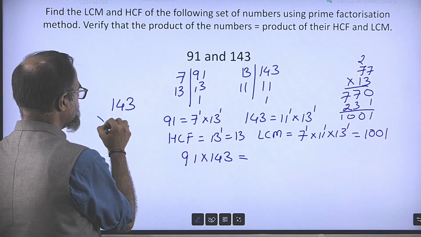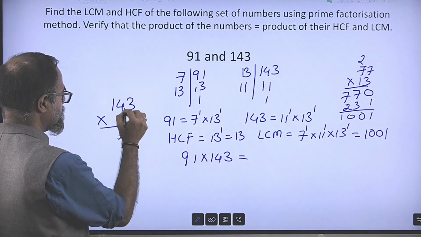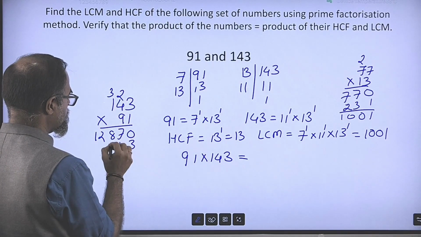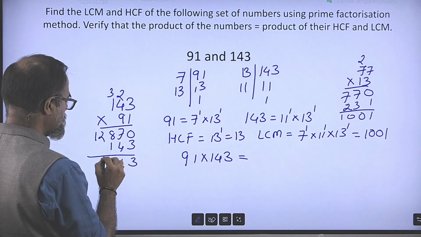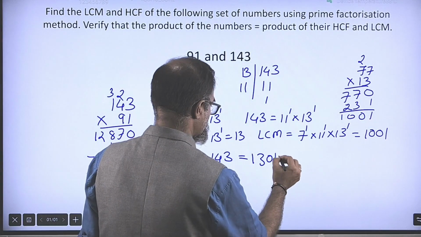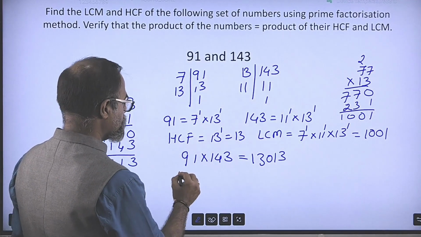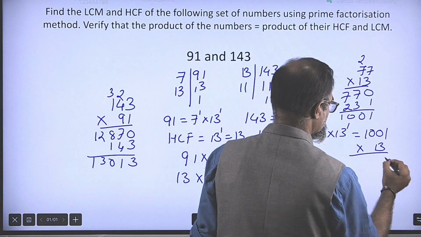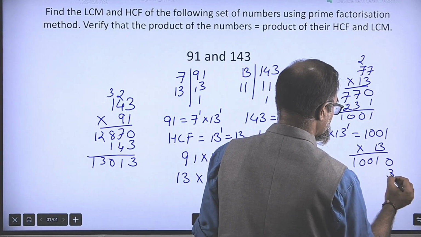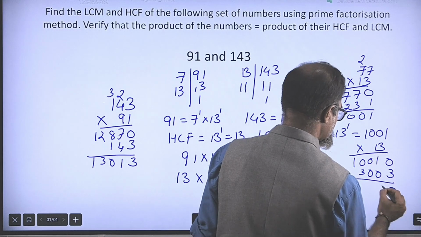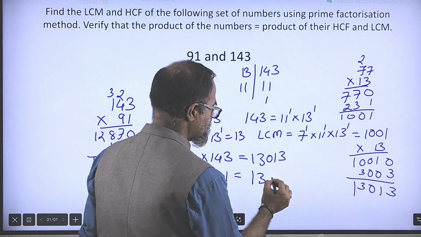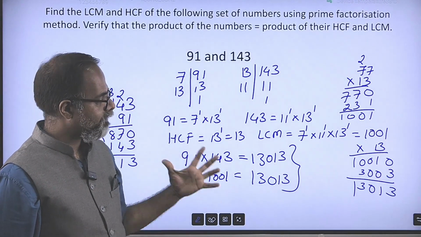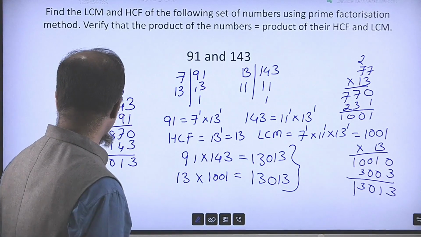So 143 multiplied by 91. 9 3s are 27, 9 4s are 36, 38. 9 1s are 9 and 12. 1 3s are 3, 1 4s are 4, 1 1s are 1. So this should be 13013. And now I'm going to do 13 multiplied by 1001. So 1001 multiplied by 13: 3 ones are 3, zeros, 3 ones are 3, so this is 13013. So the product of the two numbers is the same as the product of their HCF and LCM, hence proved.